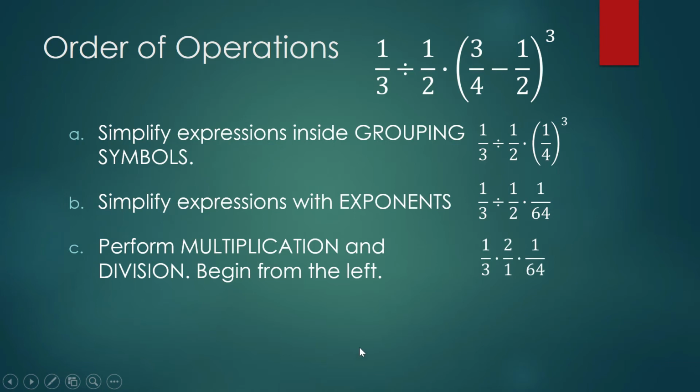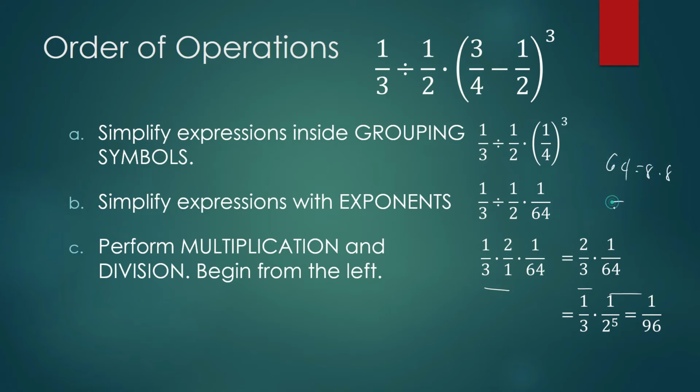What do we do next? Well, let's simplify this. So 1/3 times 2 is just 2/3. And then 2/3 times 1/64. So 64 is 8 times 8. But 8 is 2 cubed. And so applying your laws of exponents, this is going to be 2 to the 6th. But you have a 2 there. So 2 divided by 2 to the 6th is equal to 1/2 to the 5th power. And so this expression is equal to 1/96.